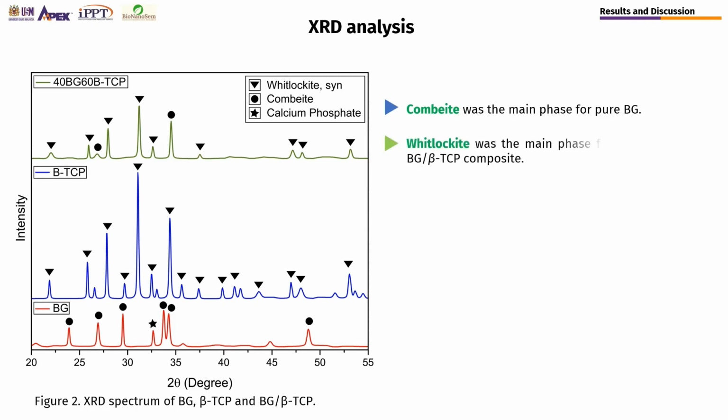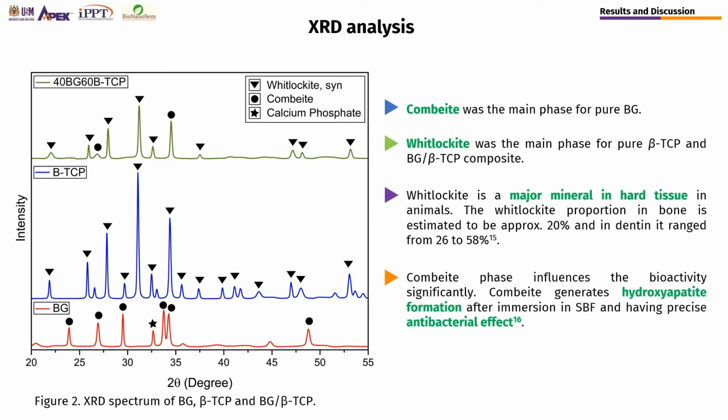The XRD spectrum of BG, beta-TCP and the BG beta-TCP composite showed several crystalline peaks. The main phase was sodium calcium silicate, known as combeite, for BG, and whitlockite, typically known as beta-TCP, was the primary phase in both pure beta-TCP and the BG beta-TCP composite.